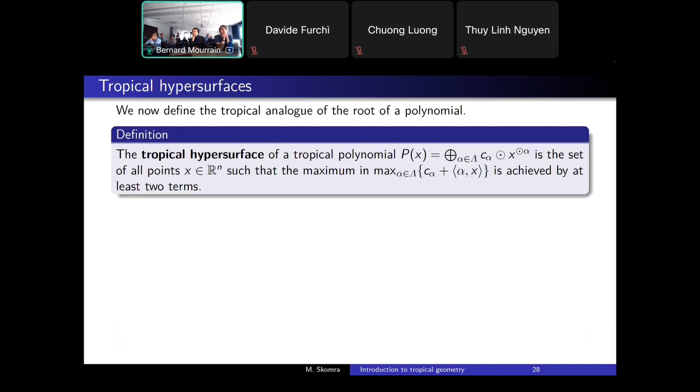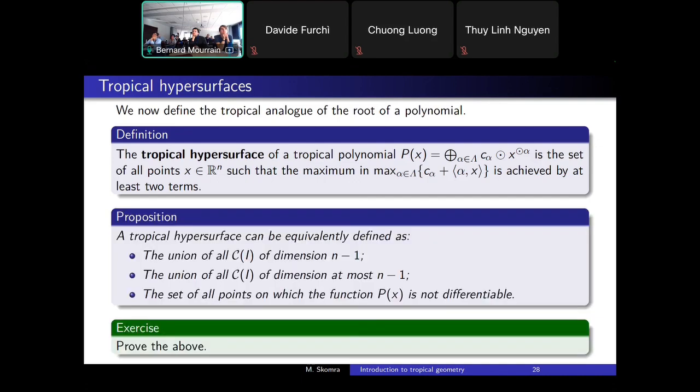So the definition is as follows. The tropical hypersurface of a tropical polynomial is the set of all points x such that the maximum in the expression is achieved by at least two terms. Okay, so that's just the definition. So for most points, this maximum is achieved by a single term, right? If I take a generic point, the maximum is achieved by a single term. So my tropical hypersurface is the points for which there are at least two terms.